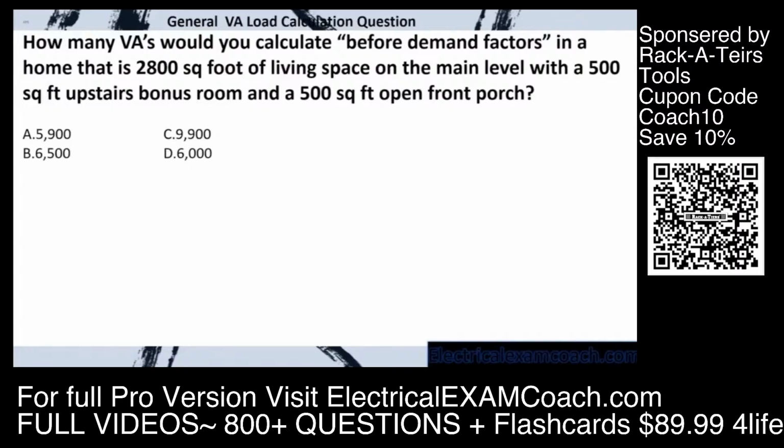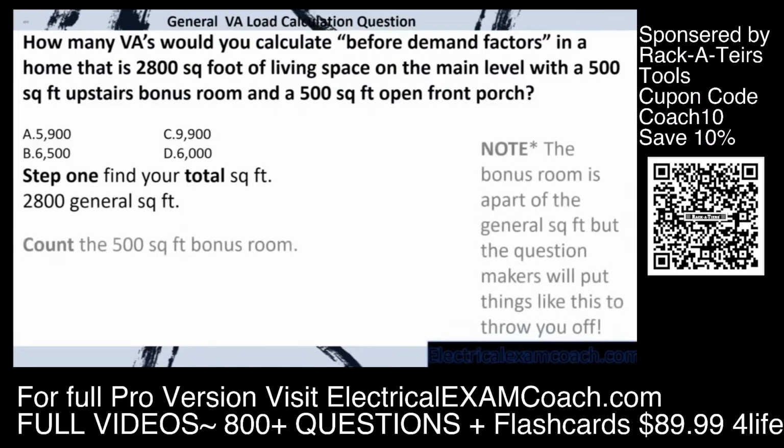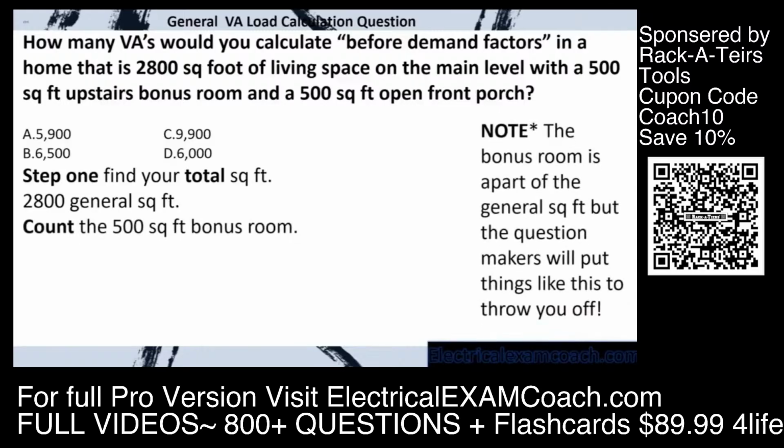How many VAs would you calculate before demand factors in a home that is 2,800 square foot of living space on the main level with a 500 square foot upstairs bonus room and 500 square feet of open front porch? First thing we're going to do is total our square feet. Of course, we're going to count the 2,800 of general, but what about this bonus room business? Yes, we will count the 500 square foot of bonus room.